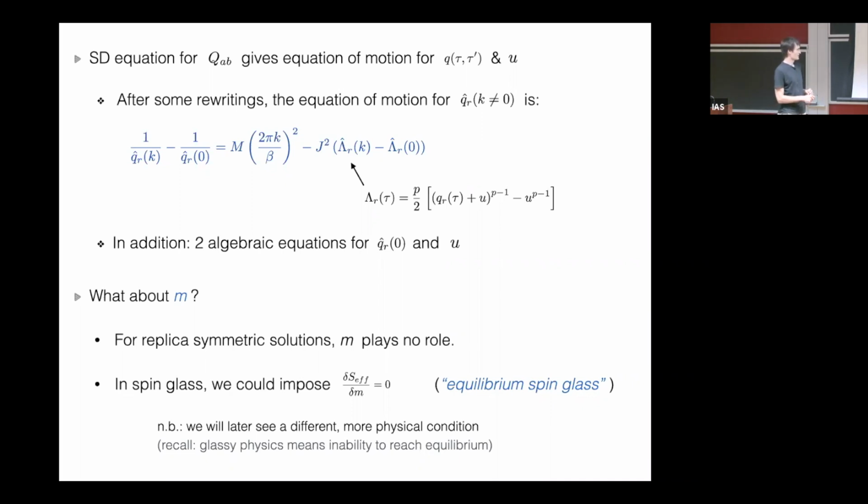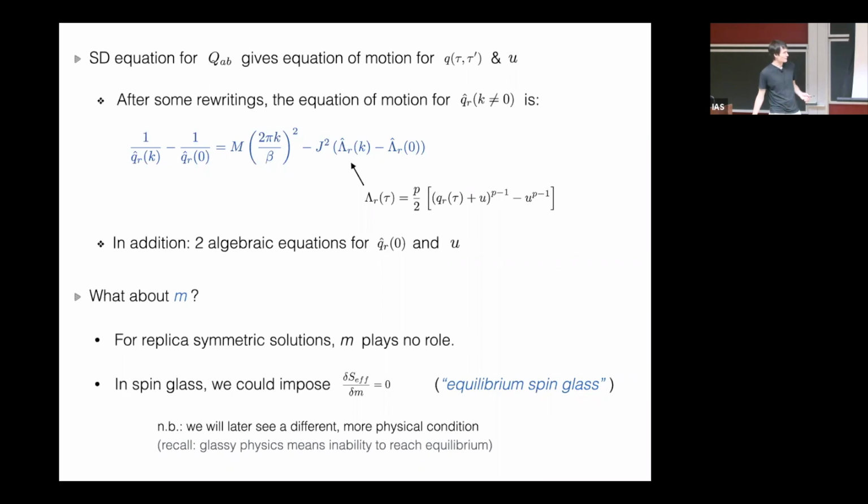And one sticky point will be this parameter m for the block size. So how do we determine that? It plays no role when replica symmetry is unbroken, but in this spin glass phase, it has some non-trivial value. And one way to determine it would be just to extremize the action with respect to that parameter as well. I'll refer to that as the equilibrium spin glass, but as we'll see in a minute, this is not quite the right or the most physical thing to do. So there's going to be a better way to think about m, and it will not satisfy this extremality condition. And that's going to be a manifestation of the fact that this glass phase is not in equilibrium, but in a very particular way.